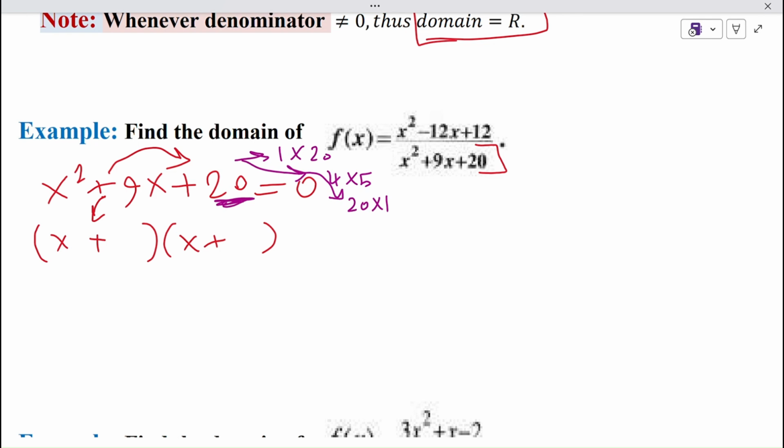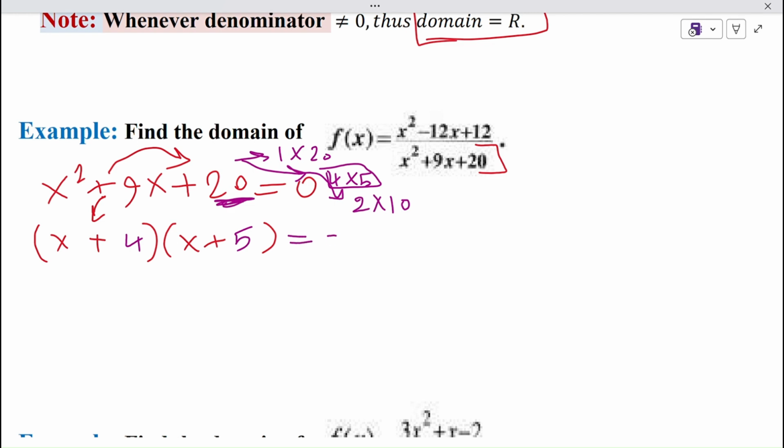2 times 10. But look here, we have to add these two numbers to equal 9. 20 plus 1 is equal to 21. 2 times 10, 2 plus 10 is equal to 12. So just 4 plus 5 is equal to 9. So we have to use 4 times 5. 4 times 5 is equal to 20. Then by adding these two numbers, we will get 9. Then equal to 0. Okay.